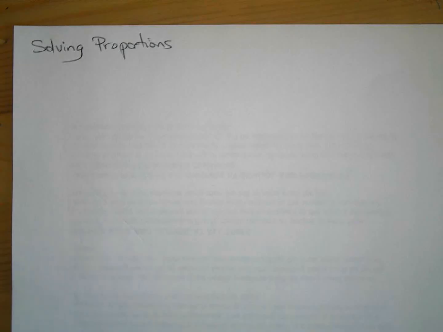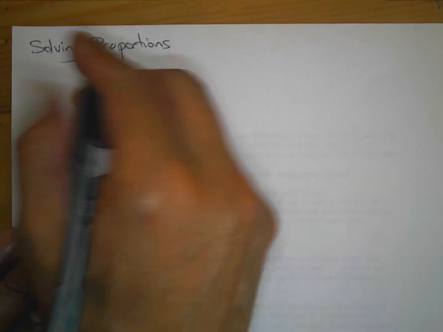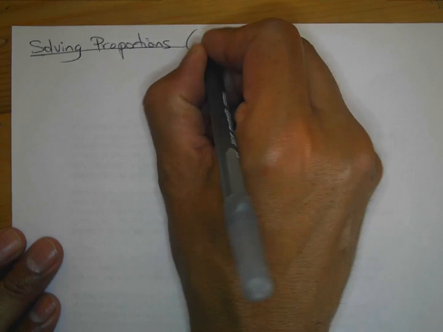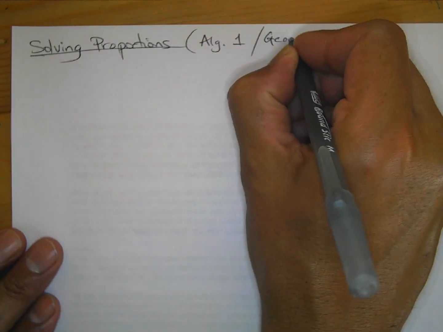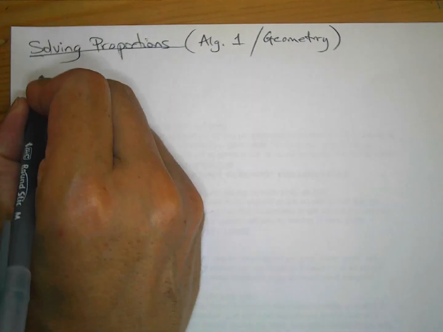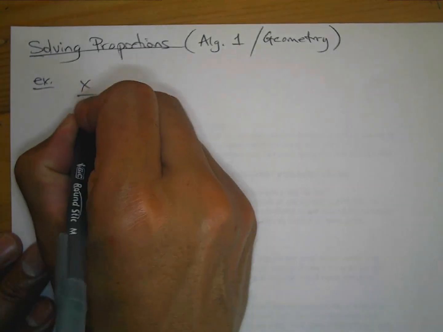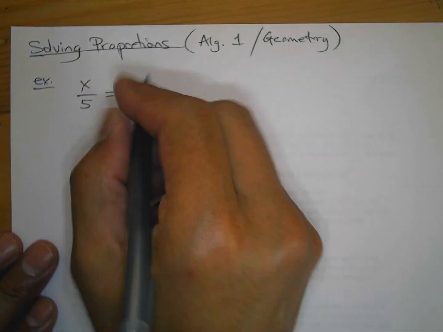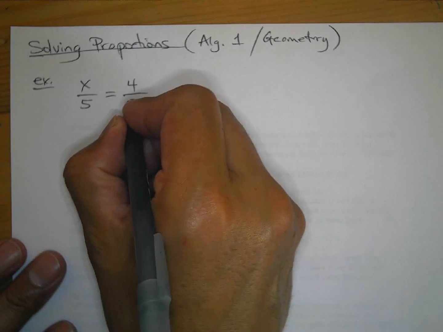Solving proportions in Algebra 1 and in Geometry and maybe a little bit in Algebra 2. I'll put Algebra 1 and maybe Geometry. All right, so let's see. Example. A proportion is when you have a fraction or a ratio equal to exactly one other fraction or a ratio.